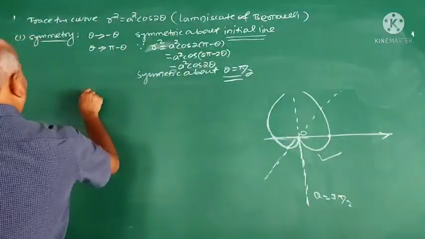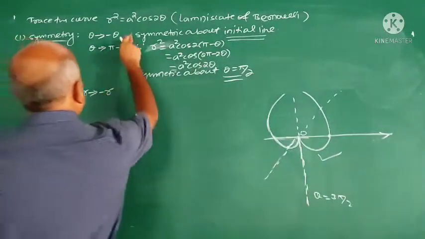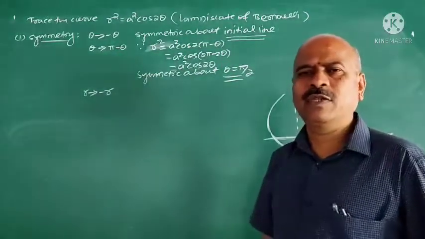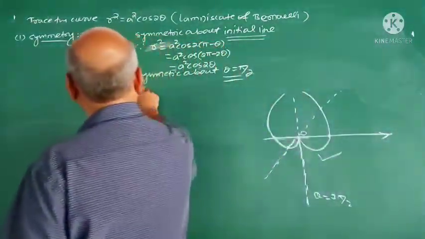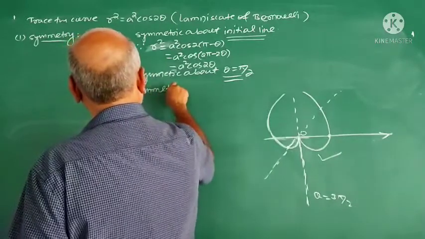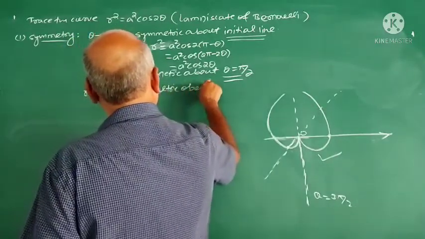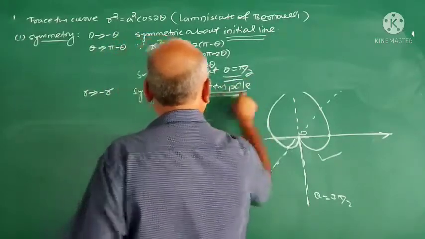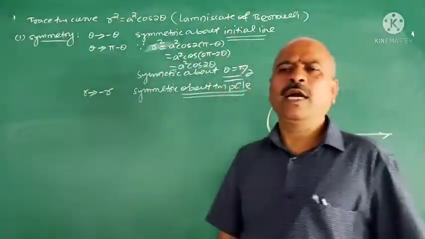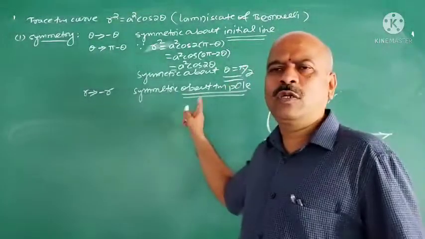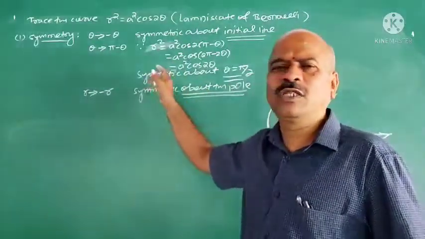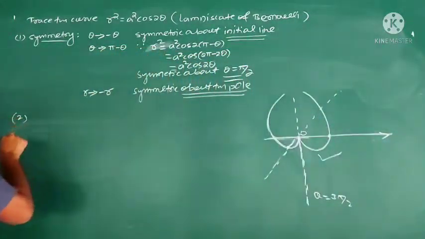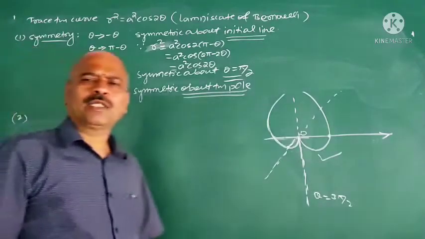Also, when r is changed to minus r, the equation remains unaltered. So it is symmetric about the pole also. So it is symmetric about the initial line, about theta is pi by 2, and also about the pole. See the symmetry about these three things. These are very important things here.